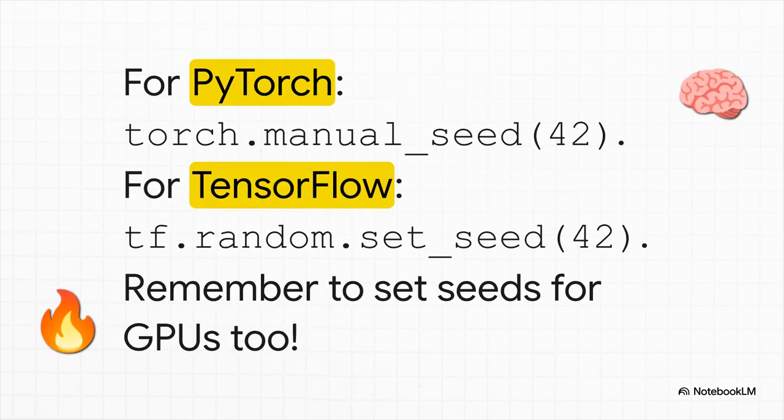Of course, the same principle applies to your favorite deep learning frameworks. For PyTorch, you use torch.manual_seed, and for TensorFlow, it's tf.random.set_seed. And hey, here's a pro tip you can see on the screen. Don't forget to set separate seeds for your GPUs. Using a command like cuda.manual_seed_all ensures total determinism. It's a tiny detail that can really trip you up if you forget it.